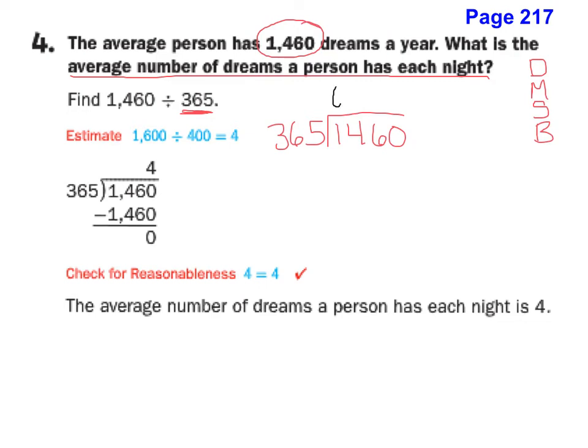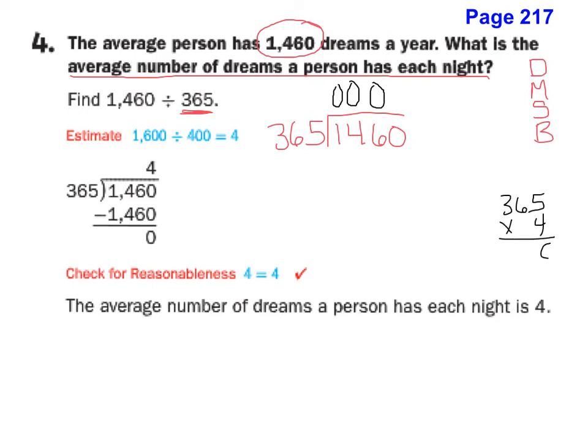365 goes into 1 0 times. 365 goes into 14 0 times. 365 goes into 146 0 times. So now I need a number. Looking at my estimate, they said 4. So I'm going to try 365 times 4 over on the side to see what happens.